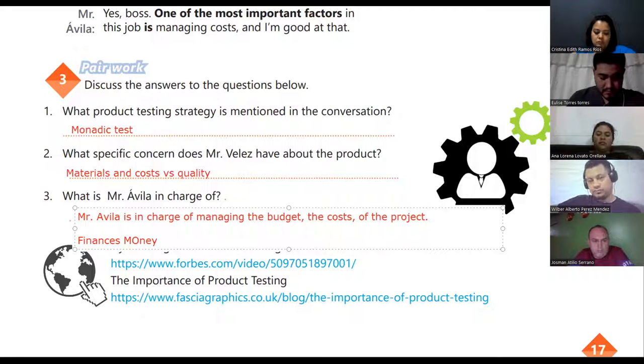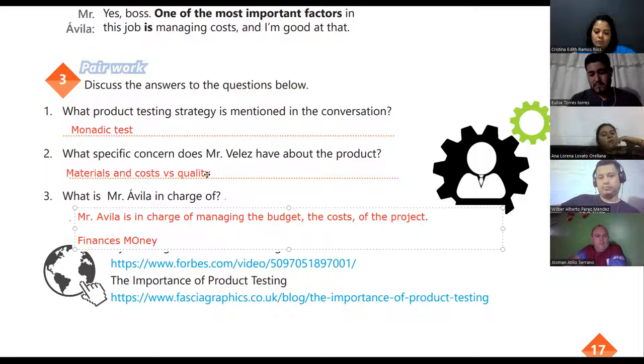Okay, people, after this very nurtured discussion, yes, we could say that they are talking about a monadic test running, okay? And they are worried about testing the kind of materials they are using and the costs of production versus the quality of the product. Okay, maybe he's concerned about the quality. We don't know in which way. We don't know if it was really a high cost of production or a low cost of production versus quality, okay? If it is bad quality, if it is high quality, okay?